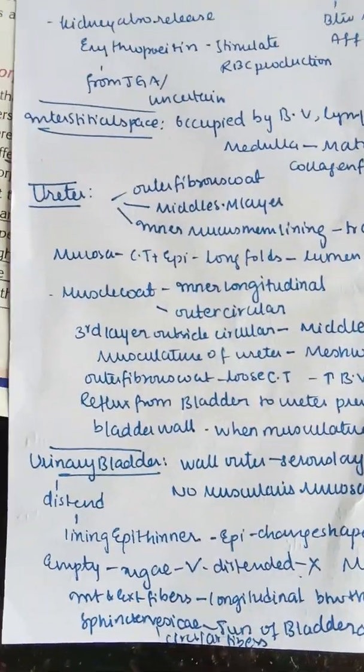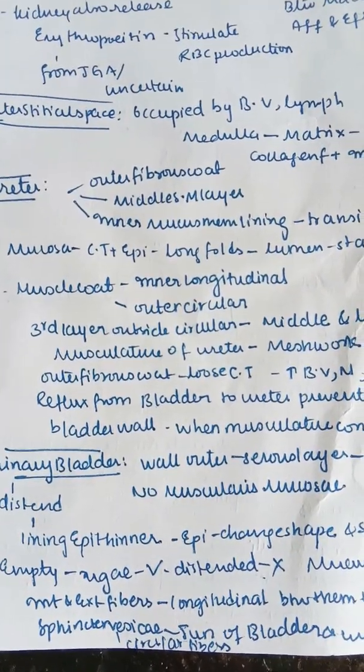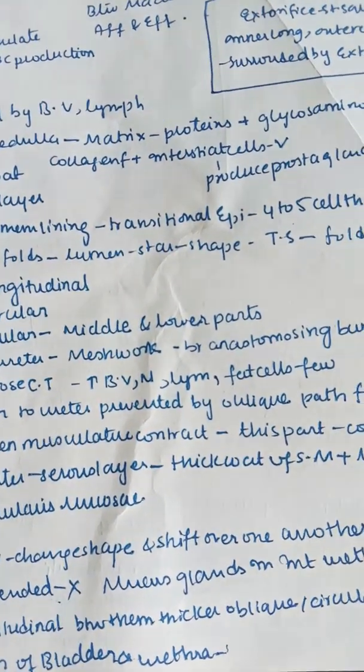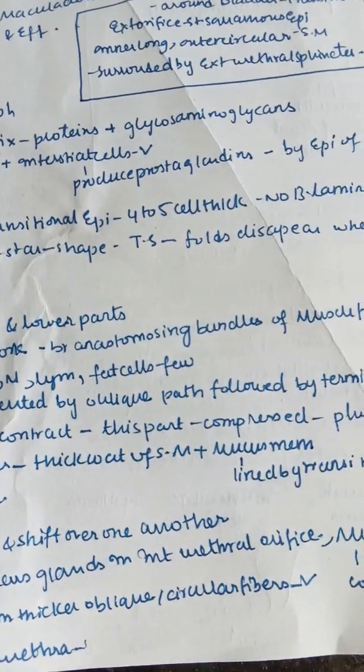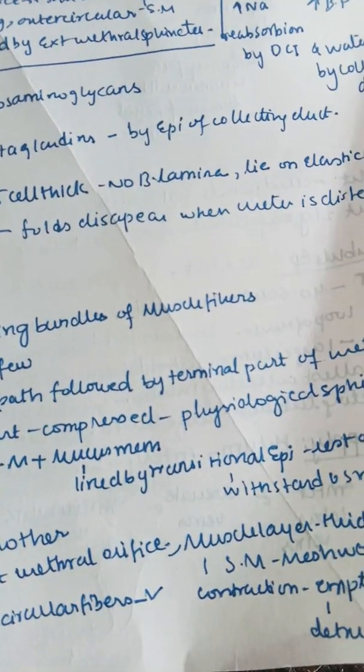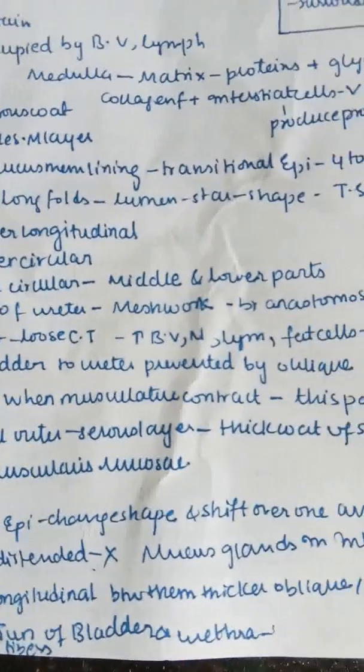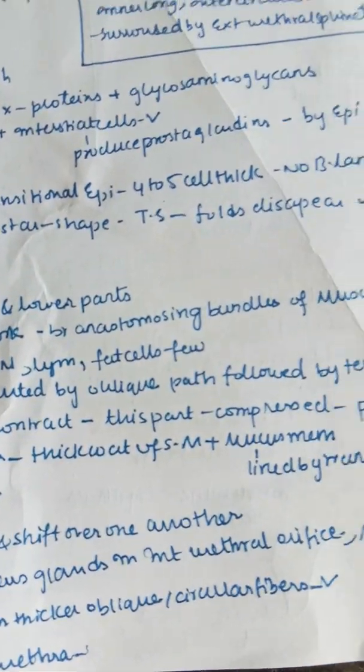Now let us study the ureter in detail. The ureter has an outer fibrous coat, a middle smooth muscle layer, and an inner mucosal lining. The inner lining is mainly made up of transitional epithelium, which is 4 to 5 cells thick, and there is no basal lamina; it lies on elastic fibers mainly. The mucosa has connective tissue along with the epithelium, with long folds. The lumen is star shaped.